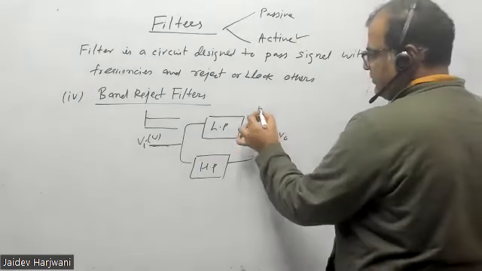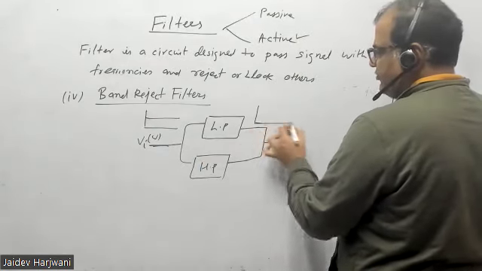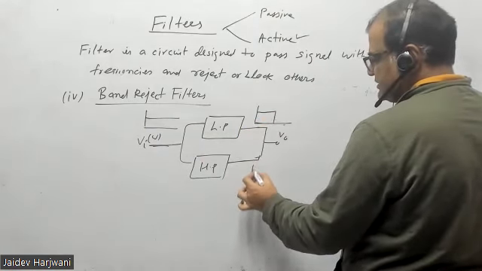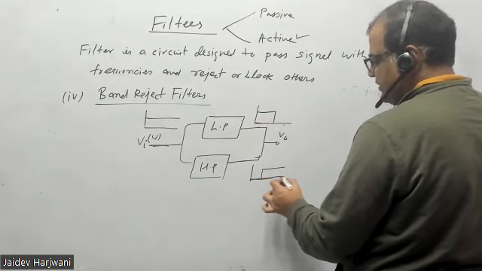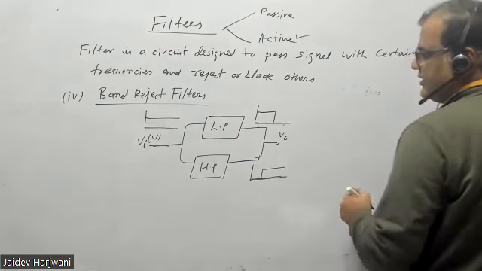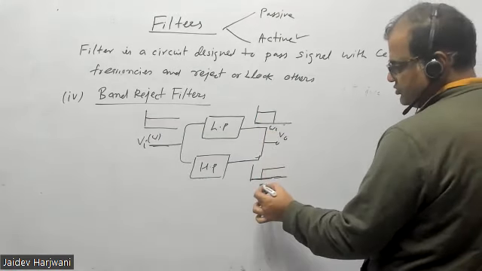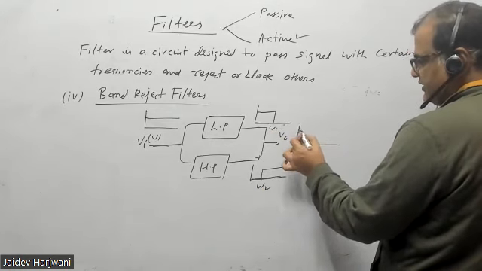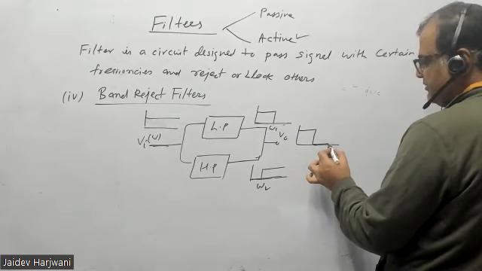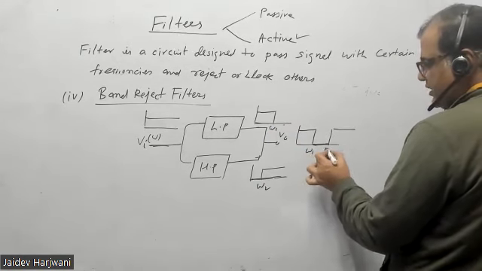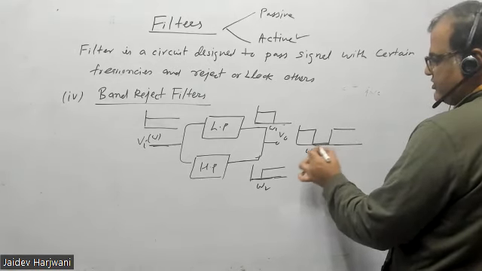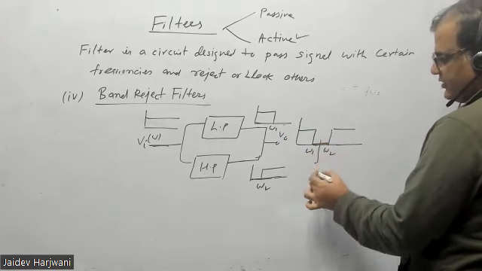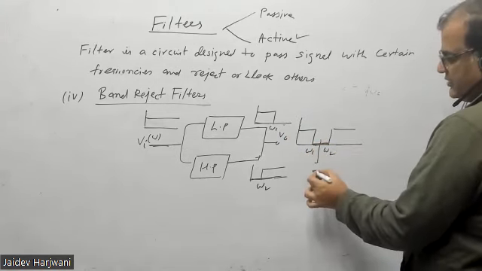Now the low pass filter will pass only the low frequencies, that means it will pass only up to this graph. Similarly, the high pass filter will pass this kind, it will not pass low frequencies. Now you can add them. Say this is omega 1 and this is omega 2. If you add these, your graph will come like this. Between the two frequencies omega 1 and omega 2, no frequency passes. This is a band reject. This band we are rejecting, that's why it's called band reject.